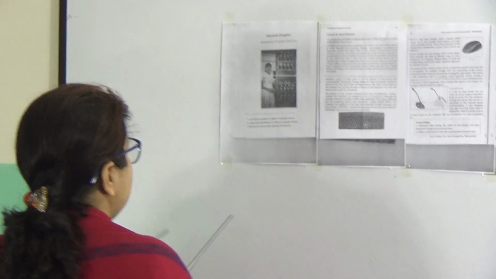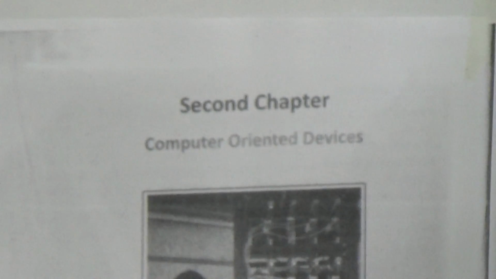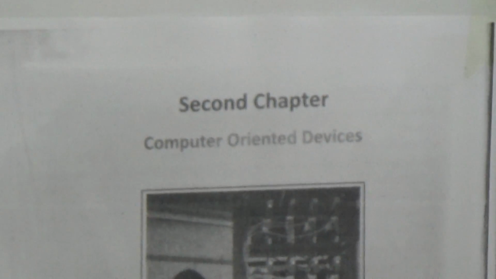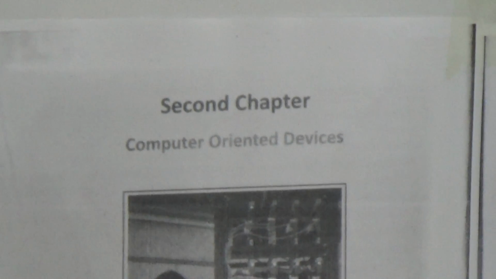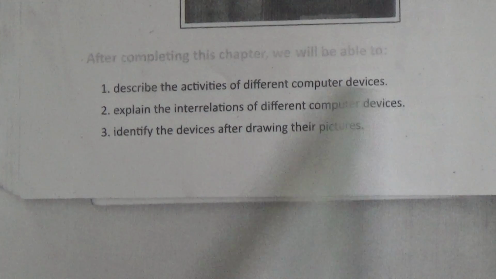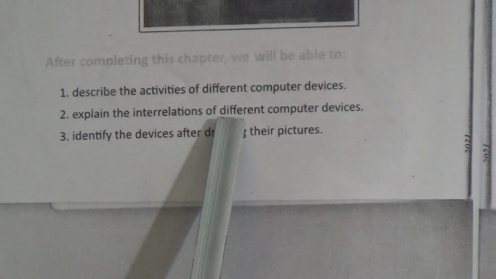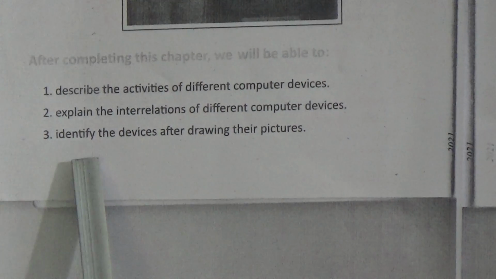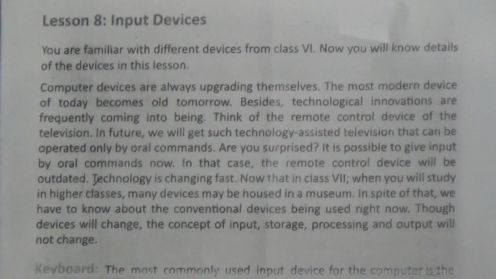Chapter 2, our chapter 2 name is computer oriented devices. Dear learners, you know that by computer oriented devices we mean monitor, keyboard, mouse, printer, all these kinds of devices. After completing this chapter, we will be able to describe the activities of different computer devices, explain the interrelations of different computer devices and identify the devices after drawing their pictures. Now lesson 8, input devices. Different types of input devices.